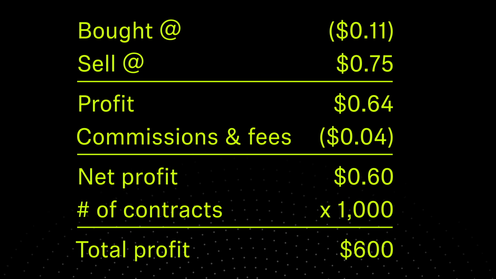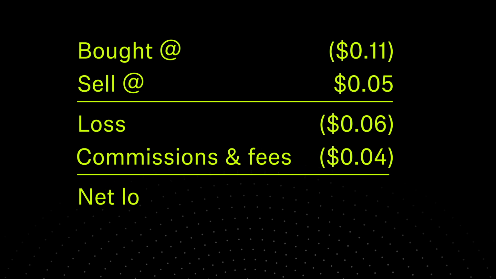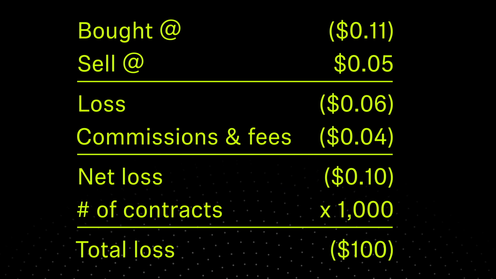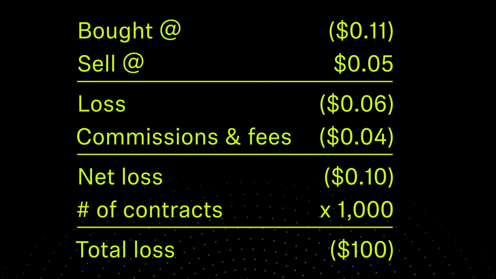not including commissions. On the other hand, let's say the position moved against us and the contract drops to 5 cents. We can try to close the position to limit our losses. In that case, if we sell at 5, we would be taking a 6 cent loss per contract, or $60 total. And this is one of the key advantages of trading prediction markets. You don't have to wait until settlement to realize gains or take losses.